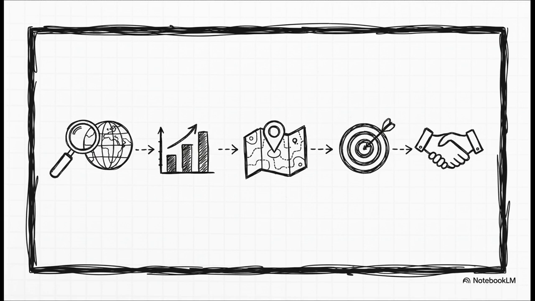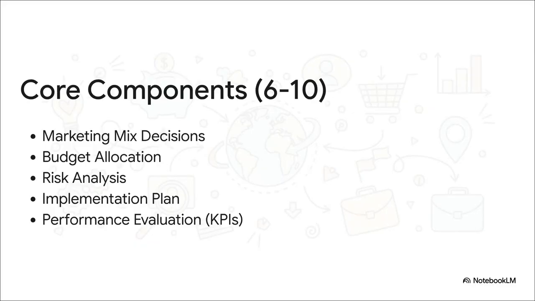Third, market selection. You got to pick your battles. Fourth, you set clear, measurable objectives. And finally, number 5 is the entry mode decision. Are you going to export, form a joint venture, or something else? The next 5 parts are all about putting that plan into action.